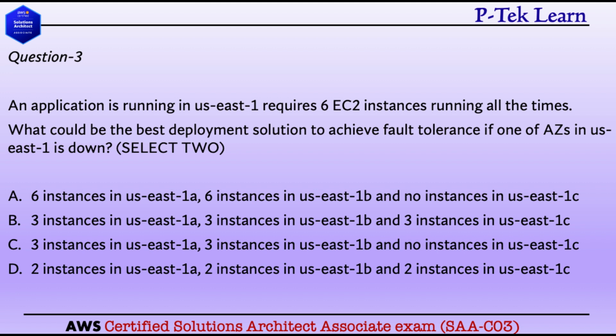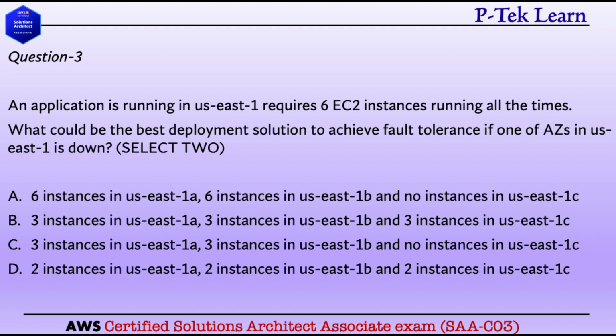And here the requirement is we need to achieve fault tolerance if one of the availability zones in this region is down. So if out of 3 availability zones, one is down, still the application needs to be up and running with 6 EC2 instances. So that is our requirement here.